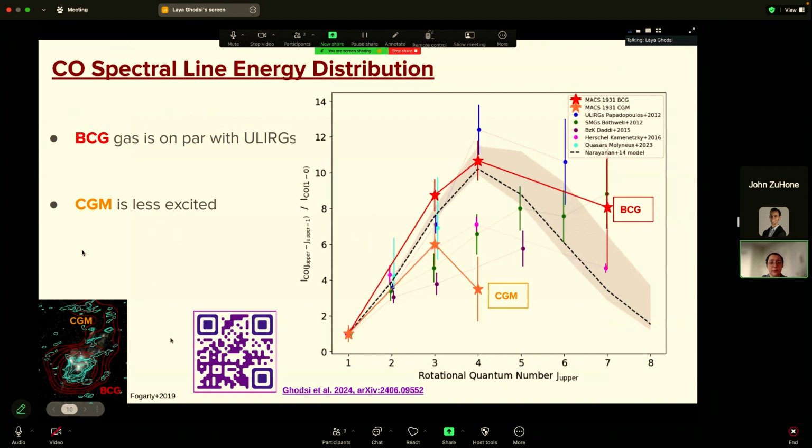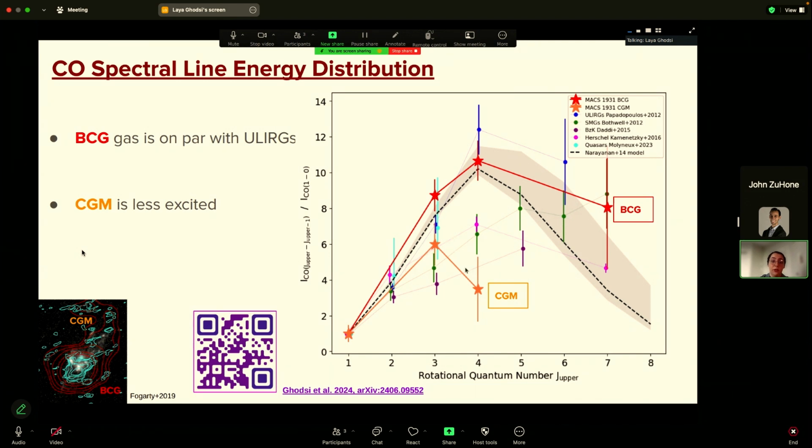Then we looked at the CO SLED. This is showing the CO SLED, the line ratios normalized to CO 1-0. And as you can see, the BCG is shown in red, the CGM is shown in orange. And the BCG is on par with ULIRGs, which are highly star-forming. So it's showing that the BCG is highly excited and highly star-forming, on par with ULIRGs, but the CGM is less excited.